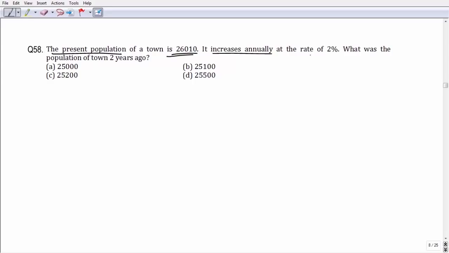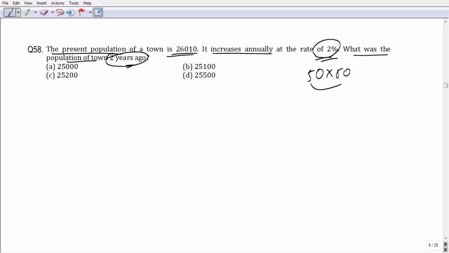Now it says that the present population of a town is 26,010. It increases annually at a rate of 2%. So what was the population 2 years ago? Now, talking about this 2% increase, which acts successively, we can say that in net, a value of 50 into 50 could be 2,500.